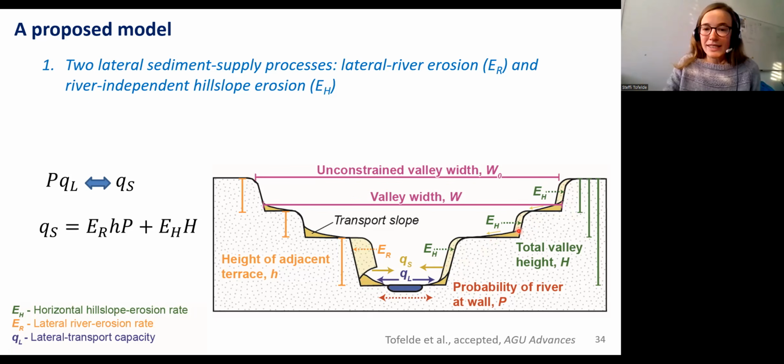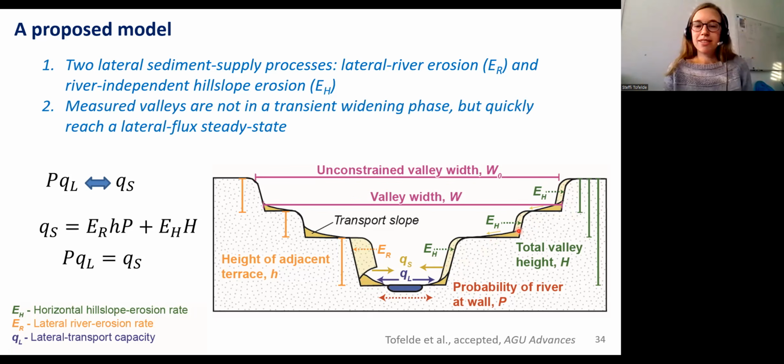And then the second point is that we can only achieve a linear relationship for a very specific case. This is for the very special case when these two opposite processes balance each other out. In other words, when some lateral flux steady state between sediment input from the sides and sediment removal by the river is reached.